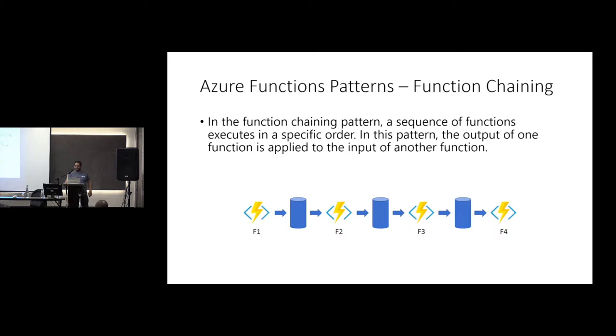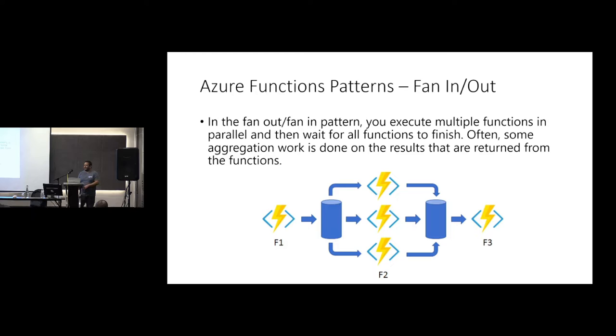There are also others, like the fan in and out that I mentioned earlier, where you invoke a function and that function needs to process data in parallel. So you can fan out and collate all the responses into a common response. An example of that is, let's say we want to back up a website. There are potentially millions of files that make up the site.